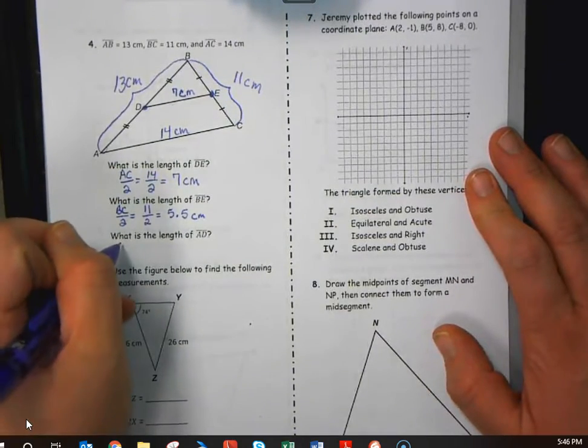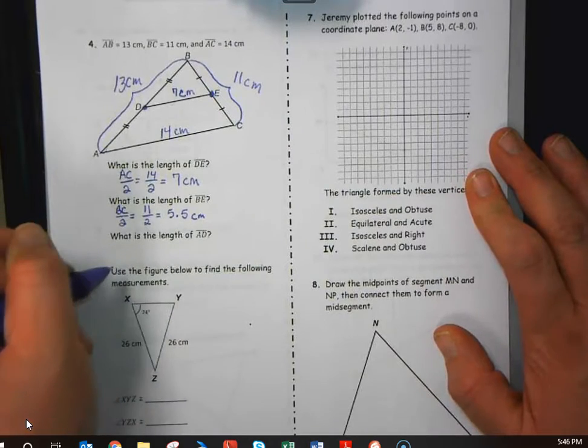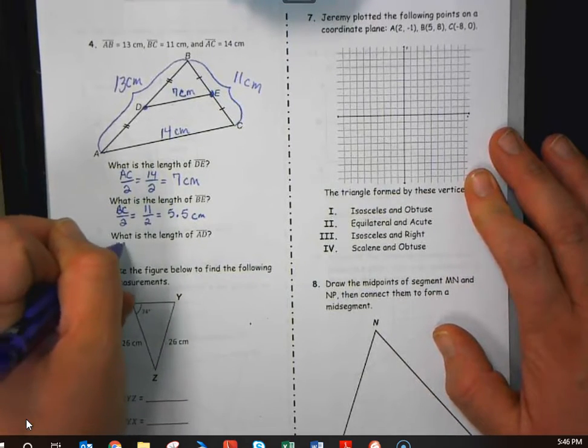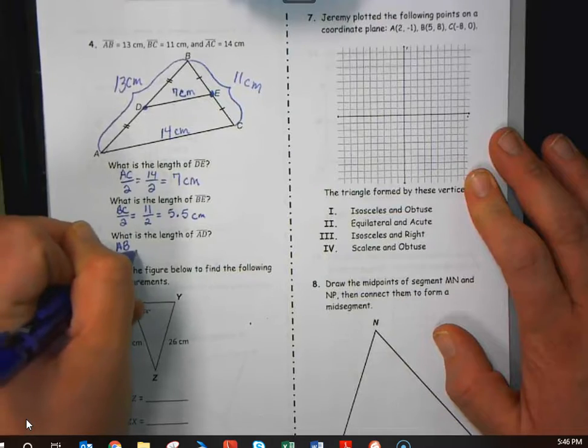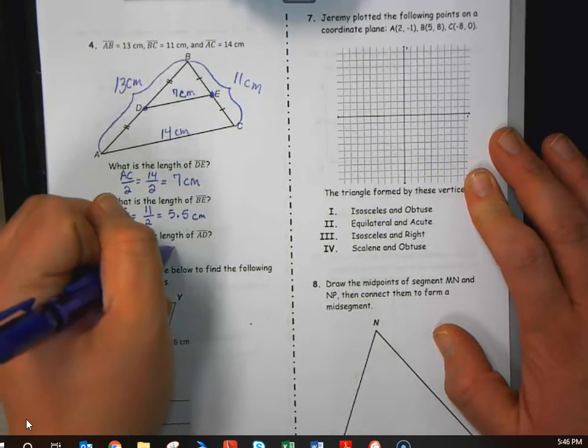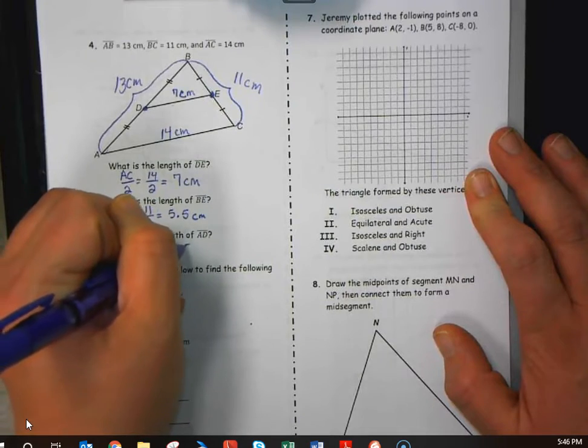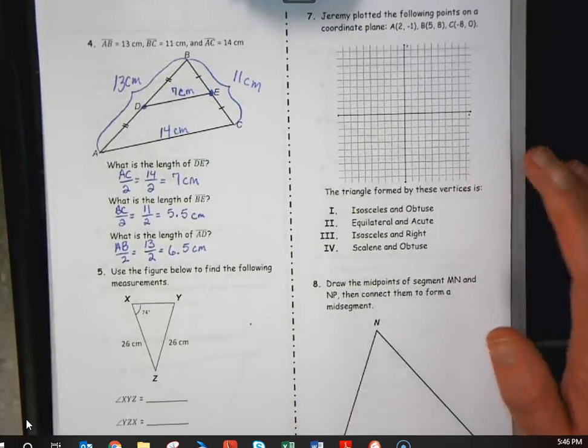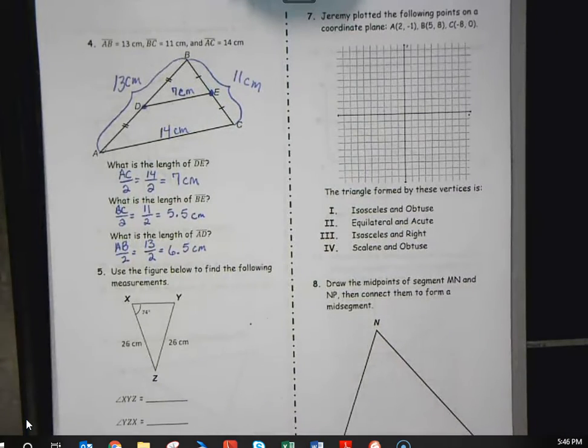And finally, it asks us, what is the length of AD? AD is also half a length. It is half of line segment AB. So we can take 13 and divide it by 2. You can leave it as 13 over 2, or look for 6.5 centimeters. So just keep that in mind. If you're not sure, just run them through and double check to see if your fraction and your decimal match. So let's go ahead and move on to number 5. Now, number 5 shows us a picture of an isosceles triangle. What do we know about isosceles triangles?